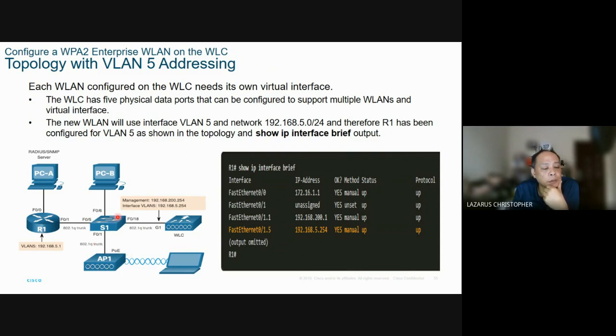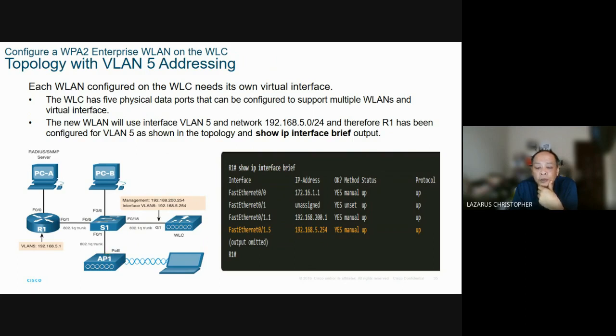So maybe another AP, where the device connect could be configured for a different interface VLAN. I'm sorry, not VLAN 5, another different type of VLAN. Maybe VLAN 6, maybe VLAN 10, right? But here, in the example, we have one AP, one VLAN 5 configured, okay?